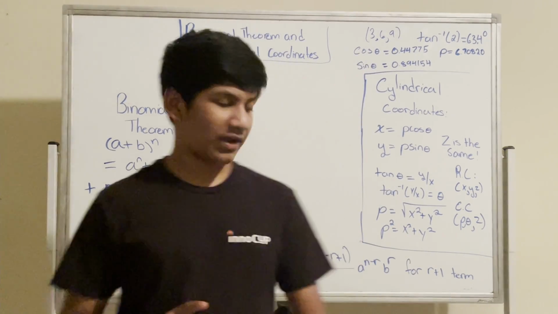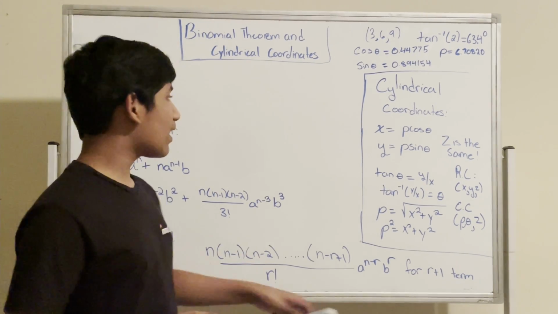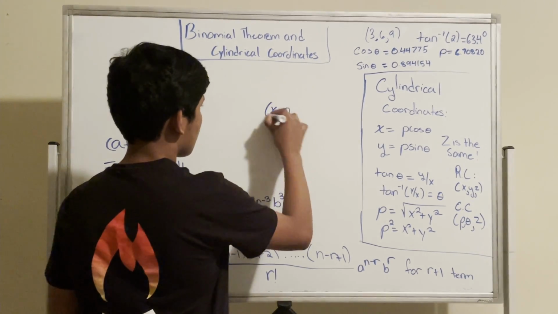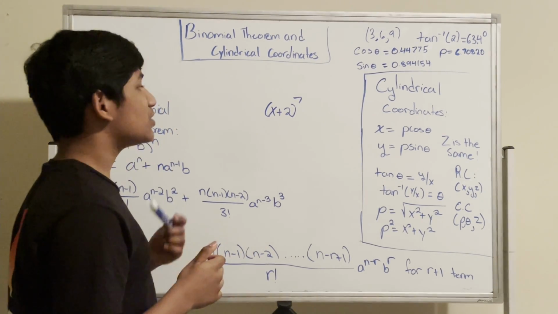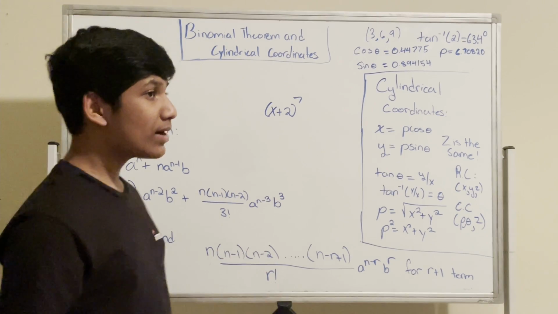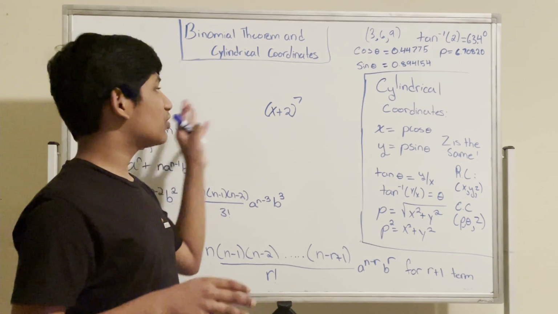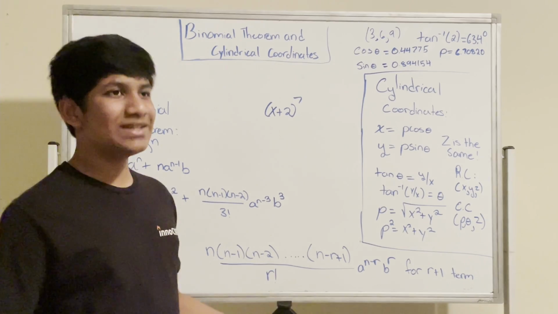Now you may be wondering, what is this formula over here? Let's just say we want to compute x plus 2 raised to the power of 7. We can use the binomial theorem to do this because it's much quicker and more comprehensible, because when we're doing it the old-fashioned way, it just takes a long time and it's more tedious.